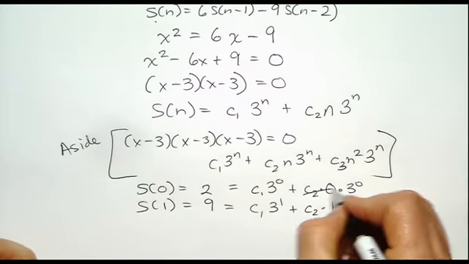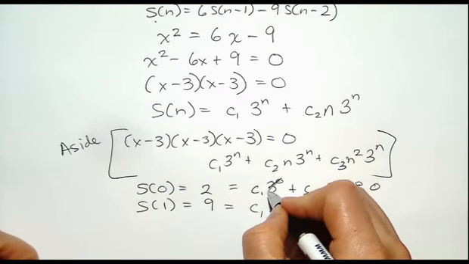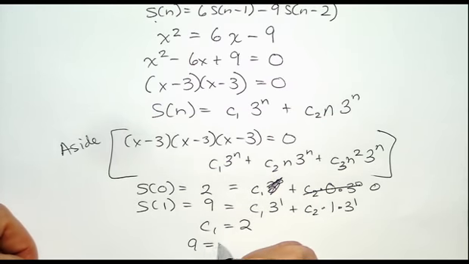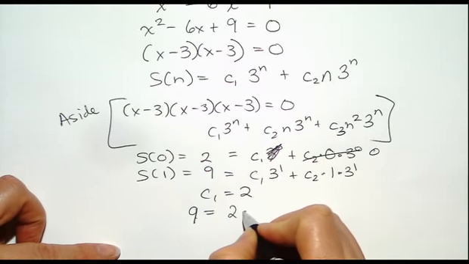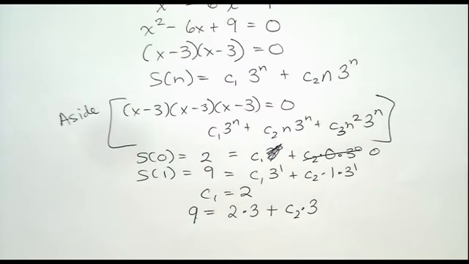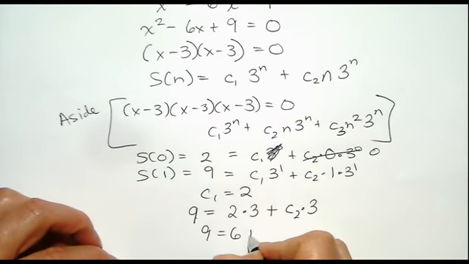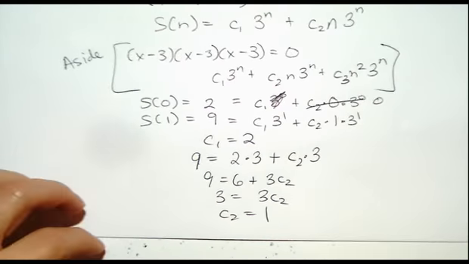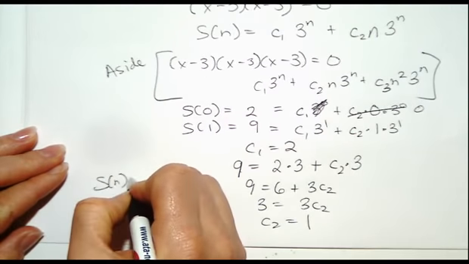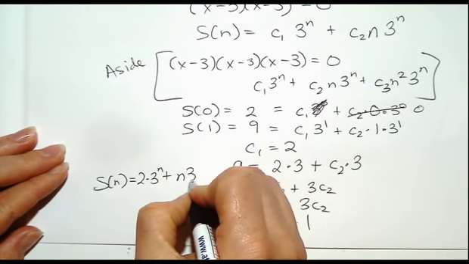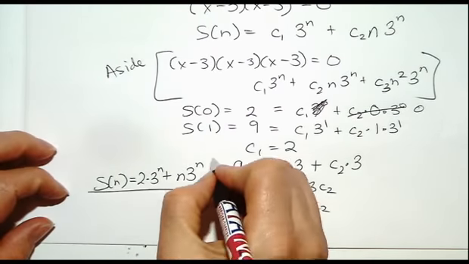And then multiply it out and say, oh, that whole term is 0. And this is actually just a 1. So we have C1 equals 2. And then I can plug it in. So we get 9 equals 2 times 3 plus C2 times 3. Okay, so 9 equals 6 plus 3C2. 3 equals 3C2, so C2 equals 1. So now I plug that back into my formula. And that's my final closed form.